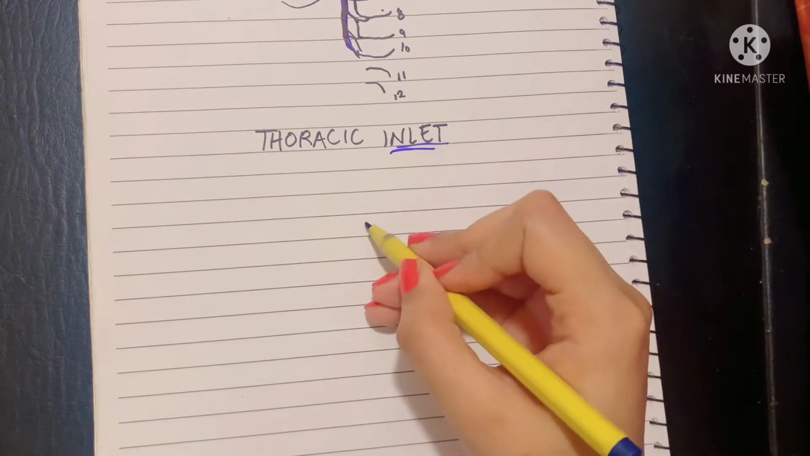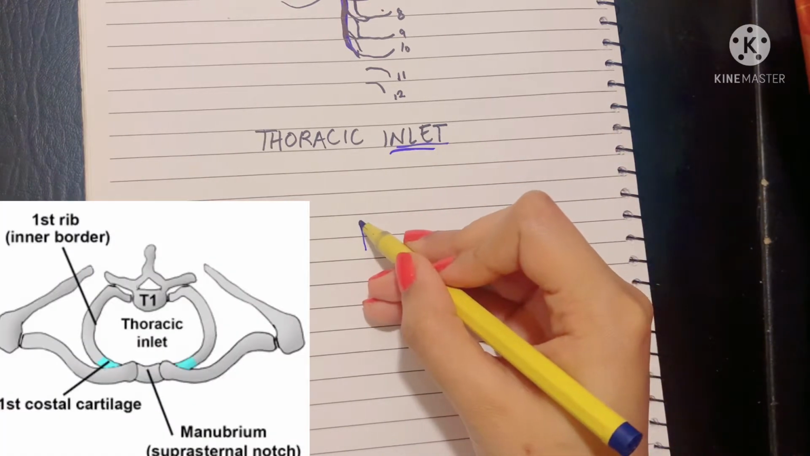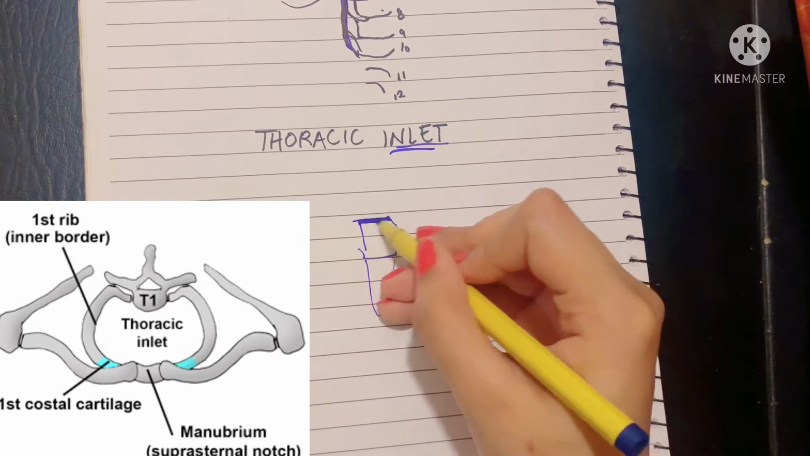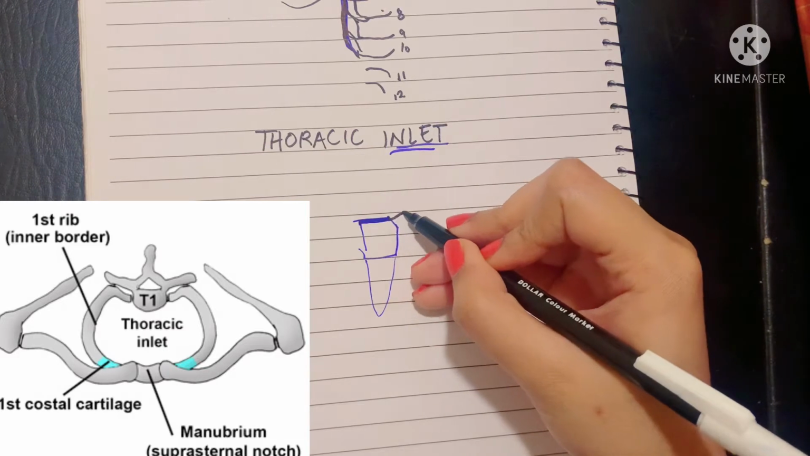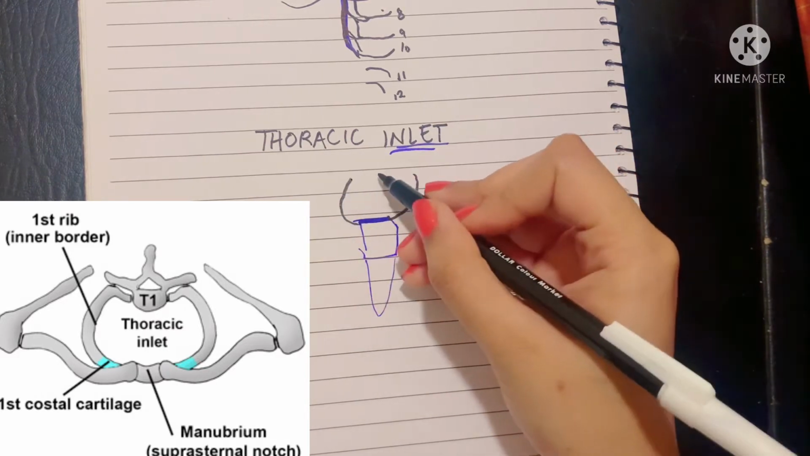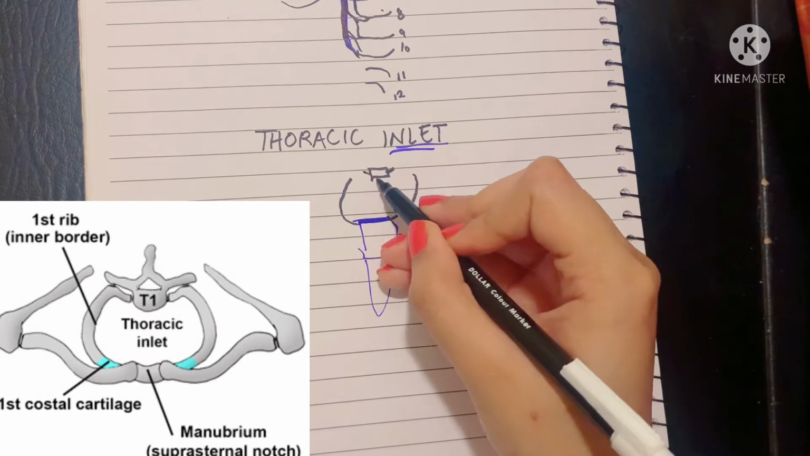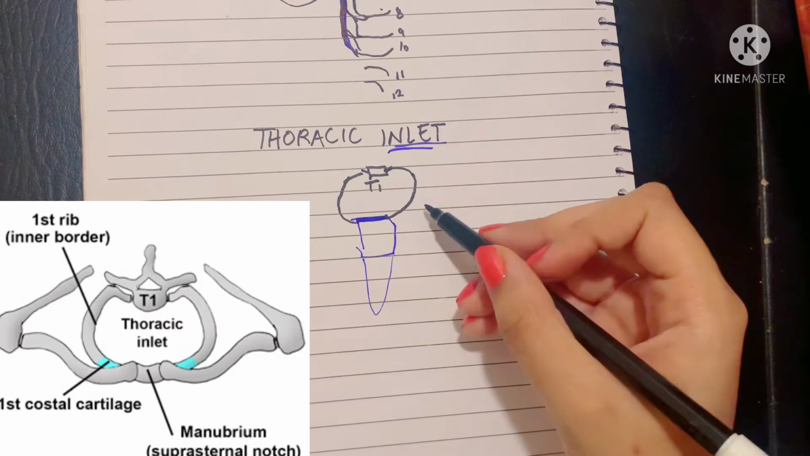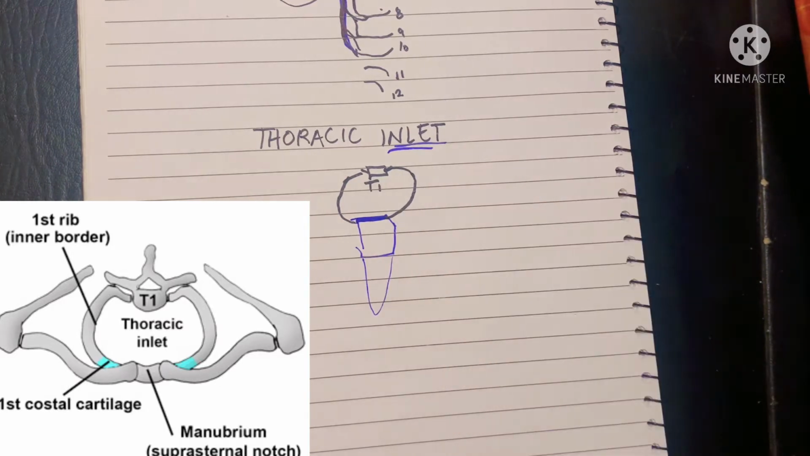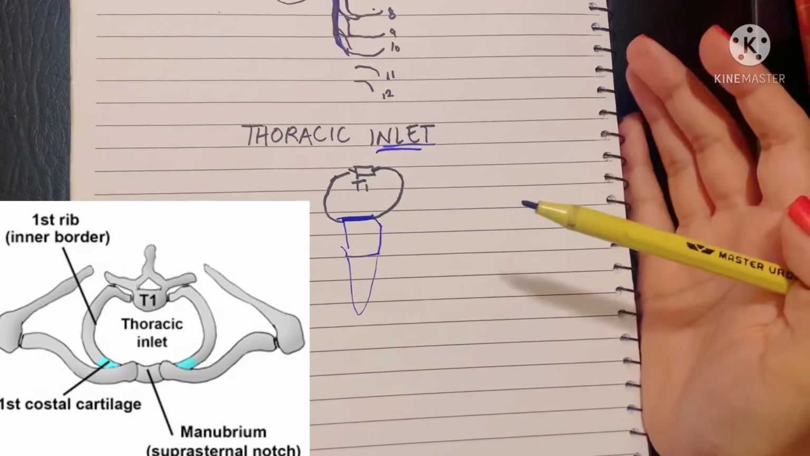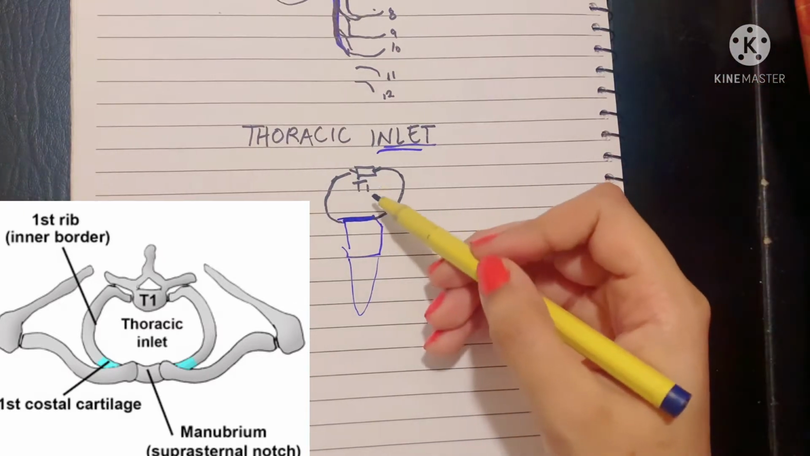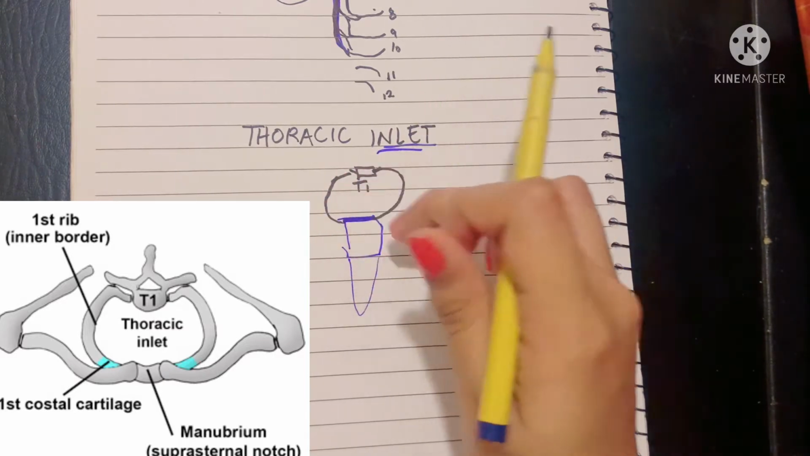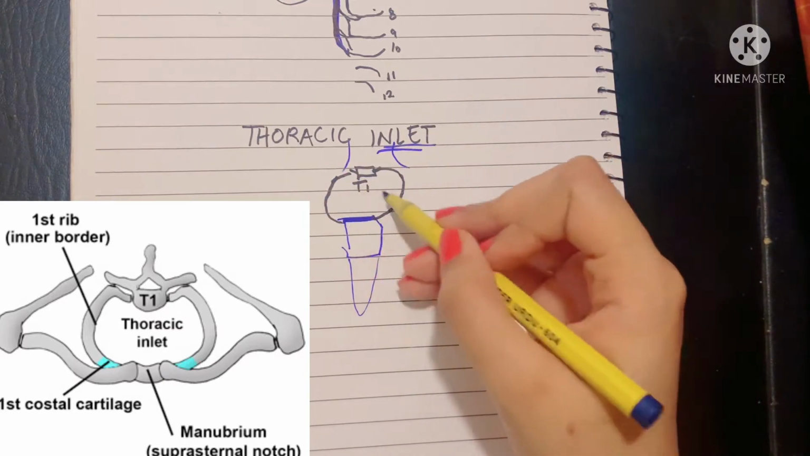So the inlet is basically bound anteriorly by the upper border of the manubrium. So this is the sternum, the upper part of the manubrium. On either side lie the first ribs, and posteriorly is your first thoracic vertebra. This area gives way to the entry of vessels, organs, veins and nerves, etc. All of you know that this is located right at the root of the neck, this area.